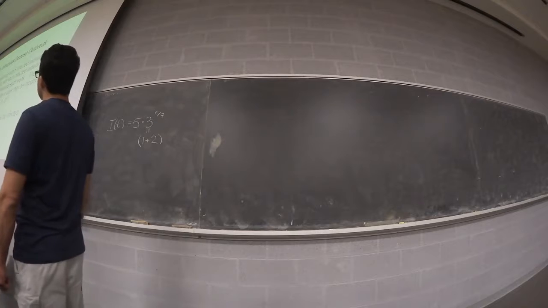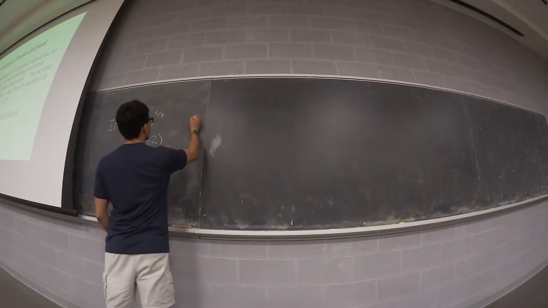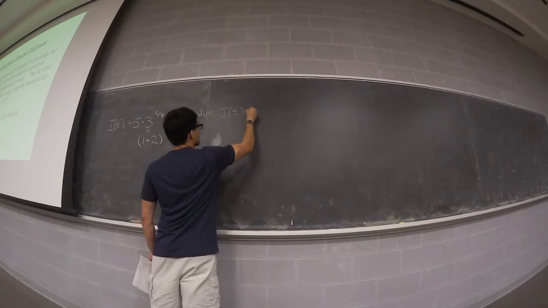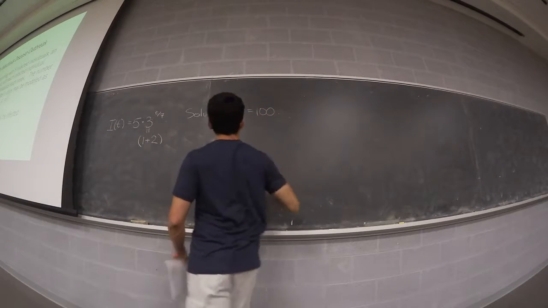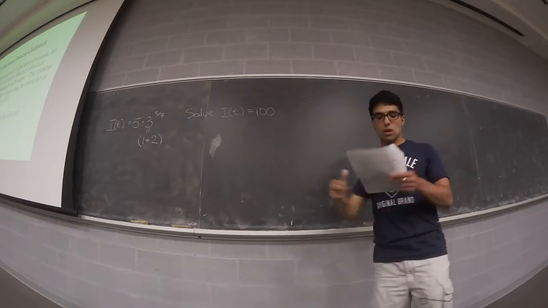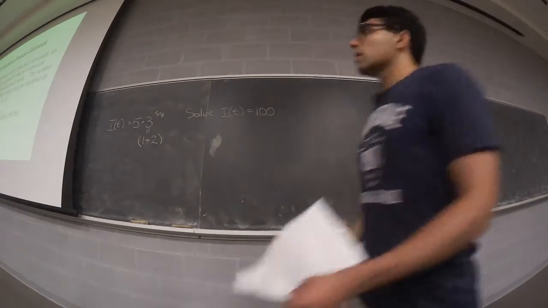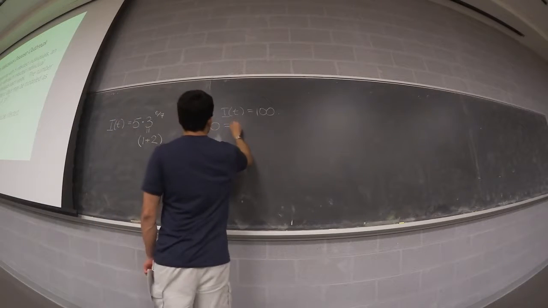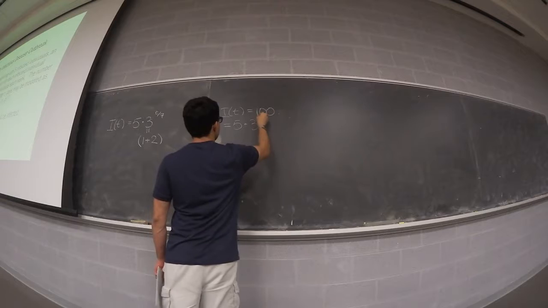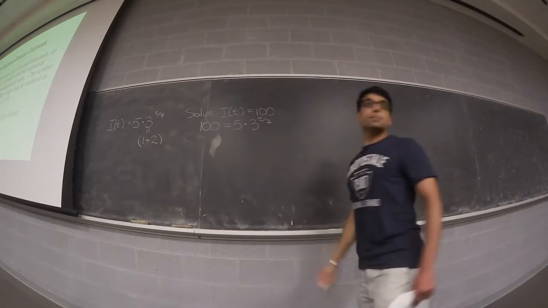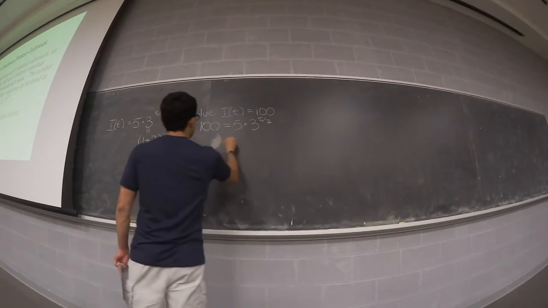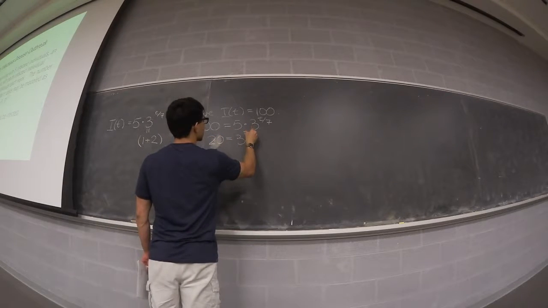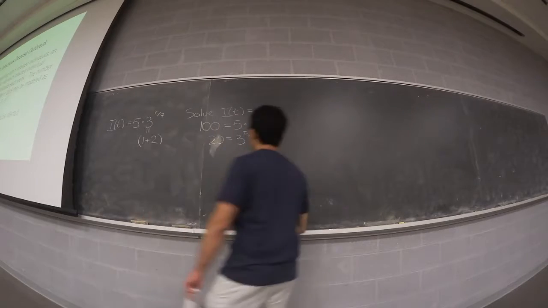Okay, and we need to find out when the 100th person is infected. So we need to solve for I(T) equals 100. If you want, you can call it T star or something. So we just plug in and solve. 100 equals 5 times 3 to the T over 7. Divide both sides by 5 to get 20 equals 3 to the T over 7.